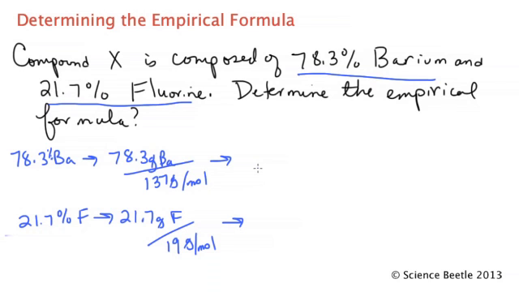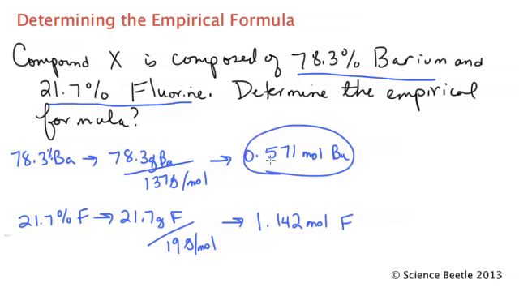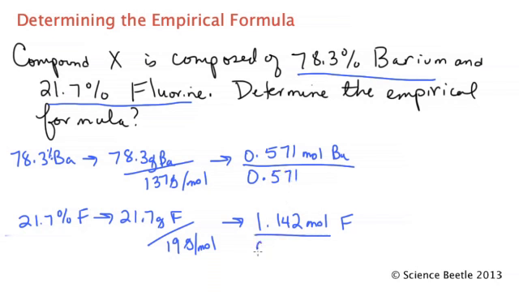that's going to give me 0.571 moles of barium. And the bottom number here, 21.7 divided by 19, will give me 1.142 moles of fluorine. I ask myself, which one of these two is the smaller number? That number is obviously going to be the number for barium. So what I'm going to do is divide both of these mole amounts by the mole number of barium that we calculated. So I'm going to take 0.571, divide it by 0.571, and do the same thing to the fluorine mole amount.